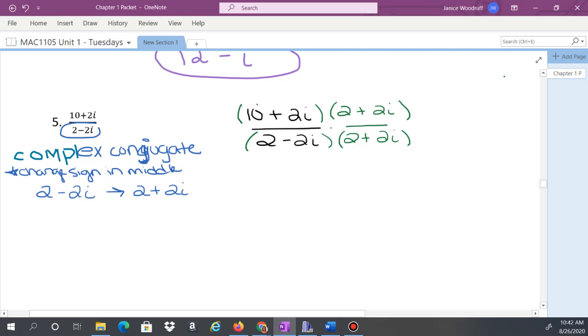We have 10 times 2, that's going to give us 20. 10 times 2i is going to give us a positive 20i. Then I have a 2i times 2, that'll give us a positive 4i. Then I have a 2i times 2i, that will give us a positive 4i squared.